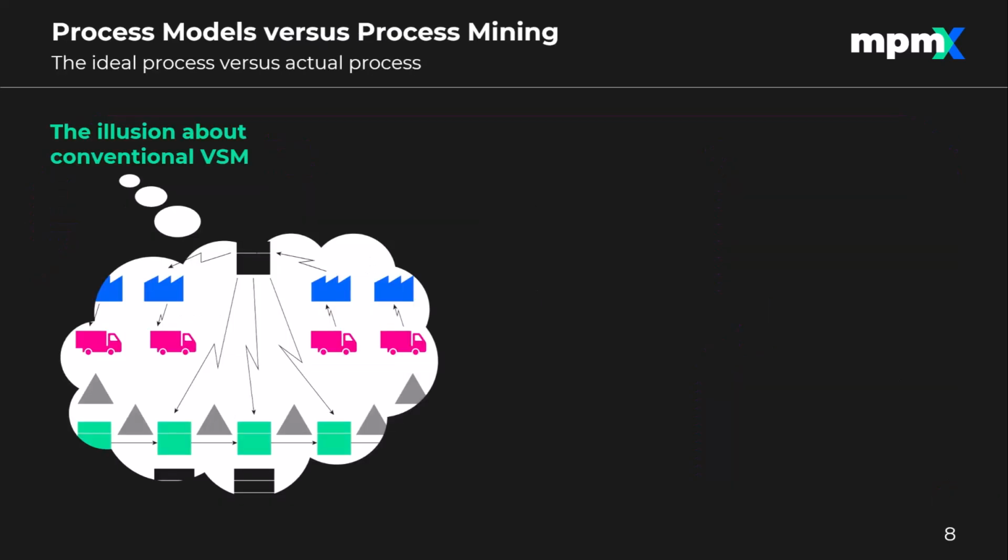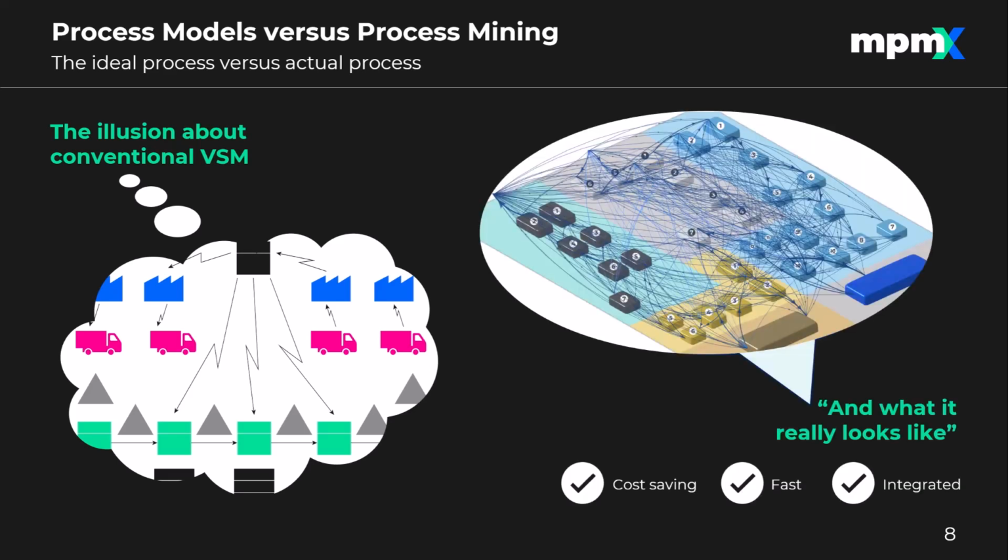So the illusion about traditional value stream mapping is that you have the map and that it shows you how the process is really taking place. But in reality, that can look different. You can see it here on the production layout, which comes from our solution. All those different ways the production orders go in our plant is what is represented right here.